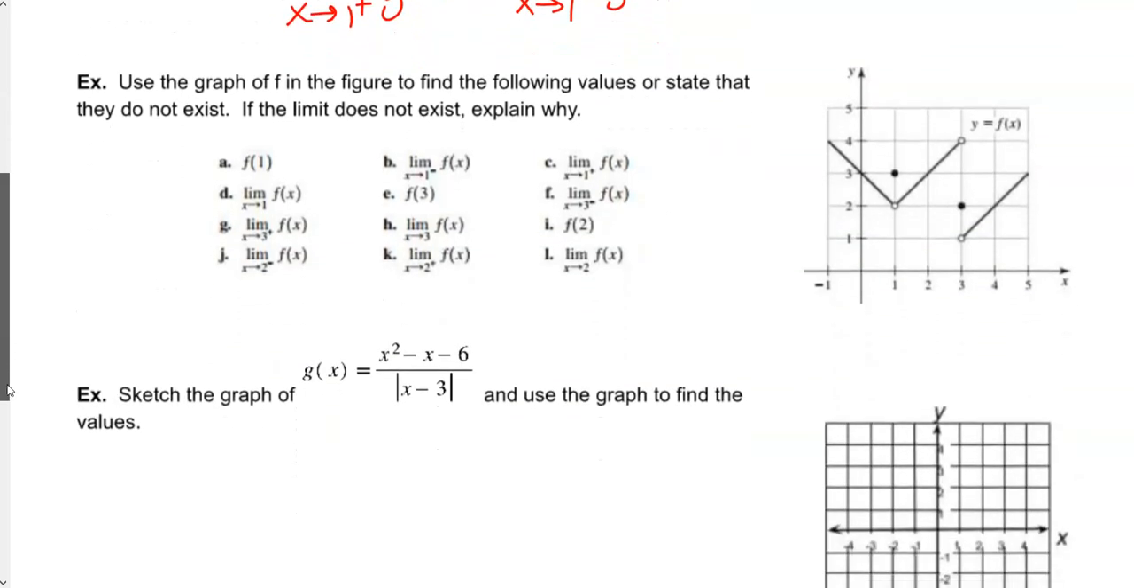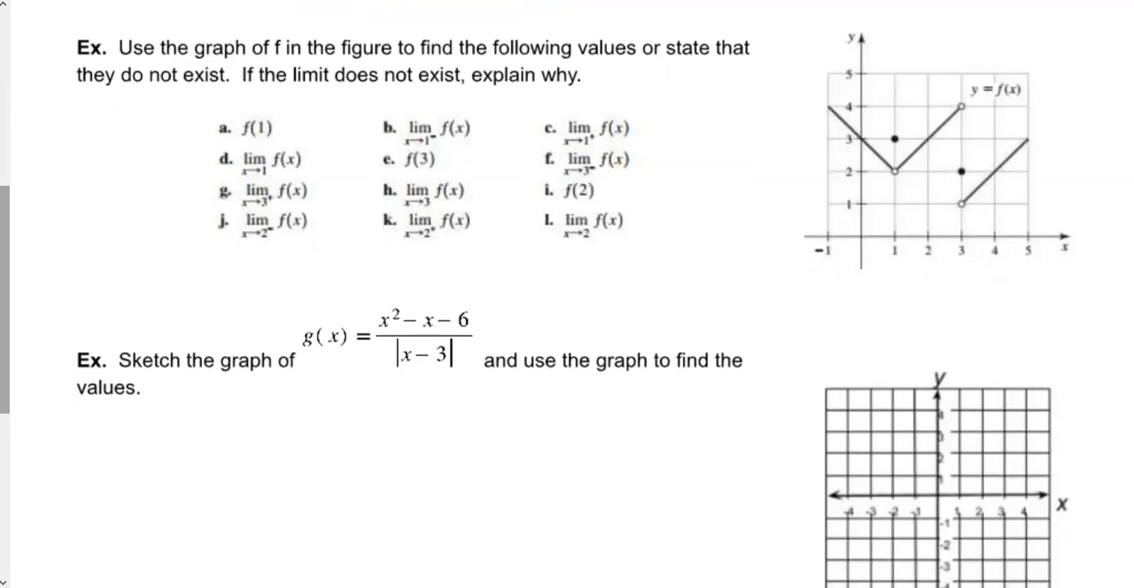Let's kind of hone in on multiple examples here. Not that it's hard, it's just that a lot of these examples hone in on that, and they're really short examples, so we can work through these. So we're going to use the graph at the right of f in this figure to find the following values or state that they do not exist. If it does not exist, explain why. We're just going to do that verbally because I don't have enough room here to put that in.